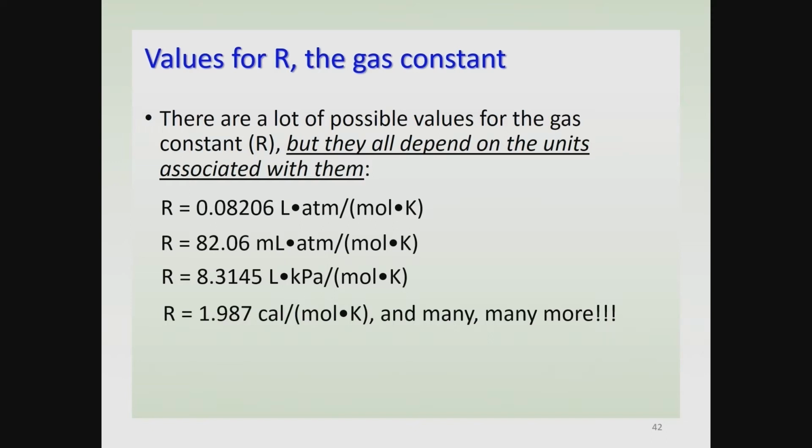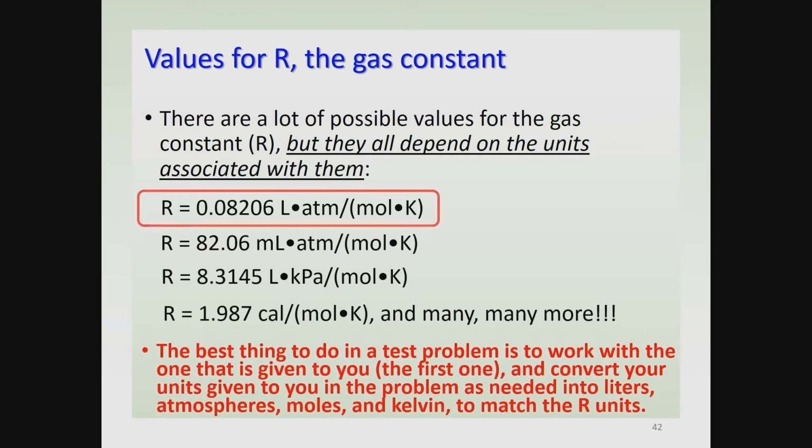It would be 82.06. You might, instead of having pressure in atmospheres, have it in a different unit like kilopascals, and then R changes its value again. And so there are all these different values of R depending on what the units are for the properties of the gas. And so the best way to deal with that in a problem is probably just use this first value of R, which will be given to you on a test, which is 0.08206 liters atmospheres over moles degrees Kelvin are the units for the constant.